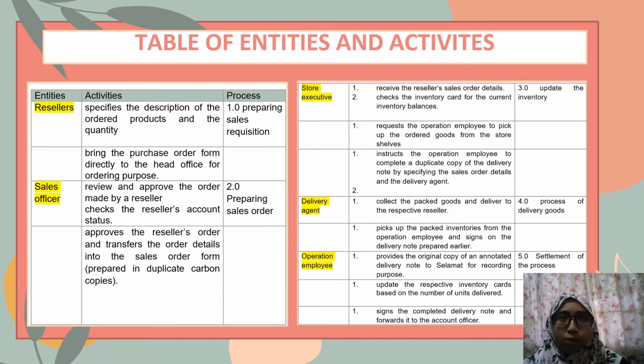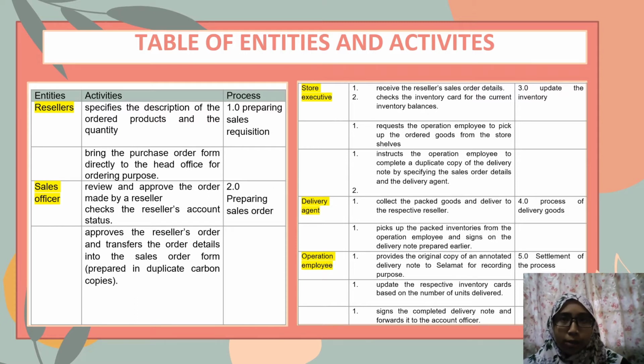First of all, the sales are made to the reseller and they will receive the pre-numbered purchase order form for reordering purpose. They will complete the purchase order and bring it to the head office. Secondly, the sales officer, which is Azlina, is responsible to review and approve the order made by the reseller and at the same time prepare the sale order in duplicate carbon copies.